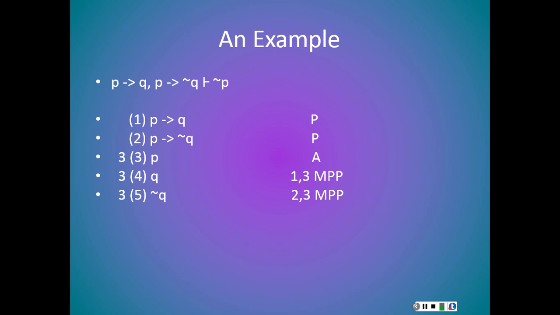Now I see on lines 4 and 5 I have the materials I need to derive a contradiction, because I have Q on line 4 and I have the negation of Q on line 5. So now I can put those together via conjunction introduction, and that gives me a contradiction. It gives me a sentence of the form B and not B. In this case, that sentence is Q and not Q.